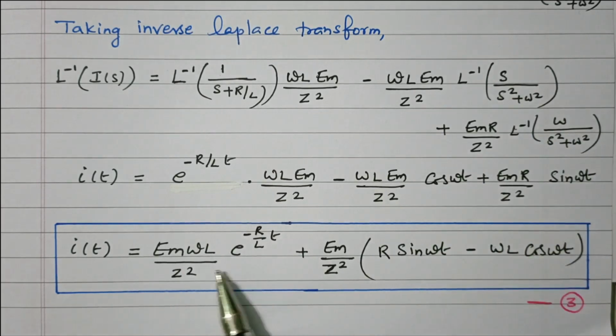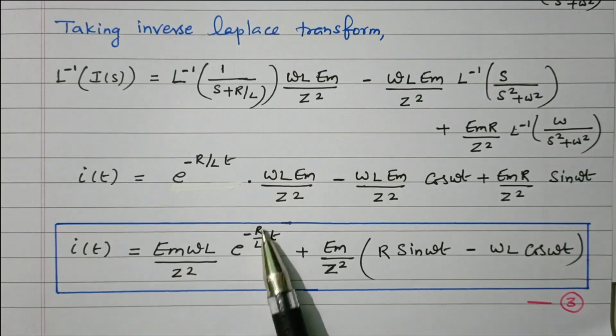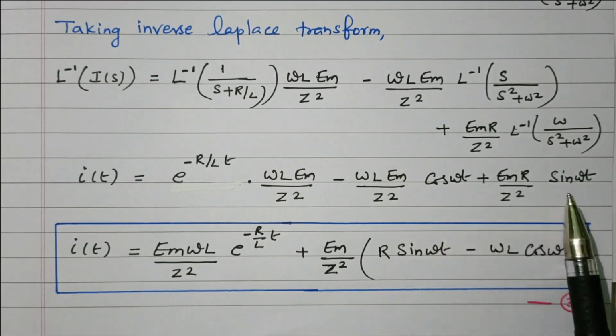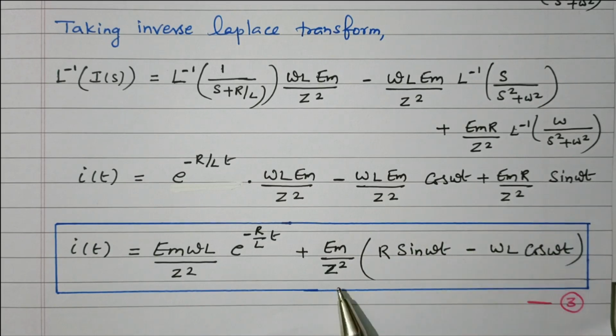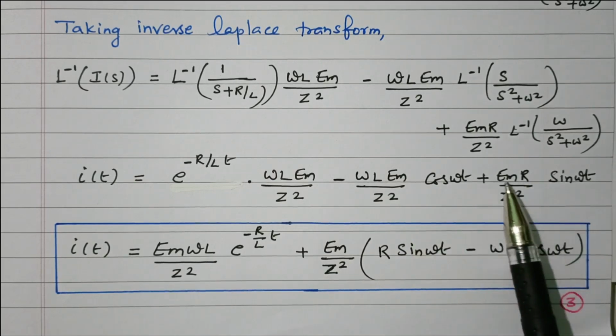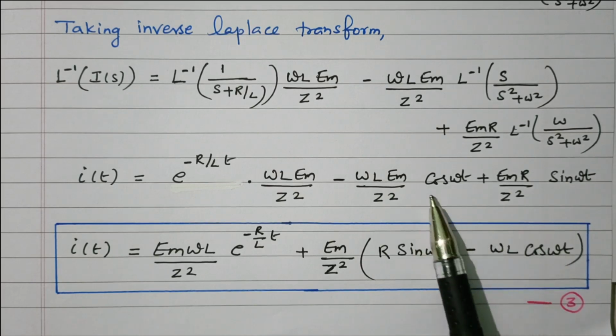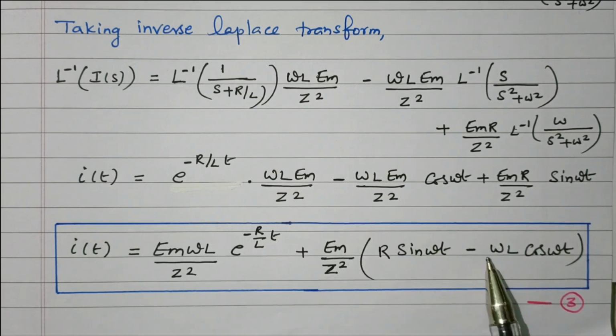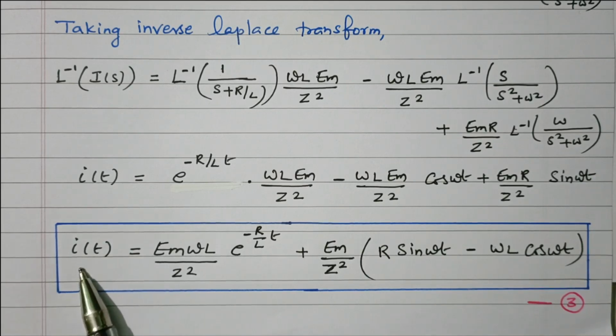Right. Now this term is constant: Em omega L divided by Z square into e power minus R by L t. It is not constant, it is an exponential function. Here cos omega t and sin omega t are available. Em R by Z square is commonly available, so taken outside: R sin omega t. Em divided by Z square is constant. Omega L is available, minus omega L cos omega t. So this is the final expression, the transient current of the RL circuit while applying a sine wave.